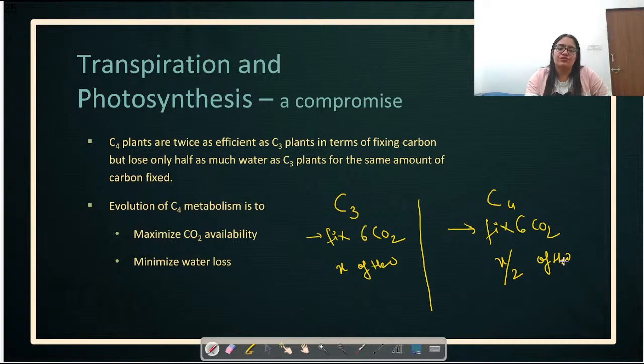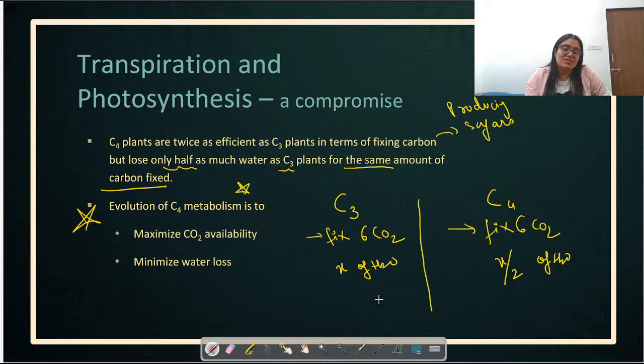Now let me read out the line for you. C4 plants are twice as efficient as C3 plants in terms of fixing carbon dioxide, that means producing sugars. So C4 plants are twice as efficient as C3 plants in fixing carbon dioxide and producing sugars, but lose only half as much water as C3 plants for the same amount of carbon dioxide fixed. Next, evolution of C4 mechanism.